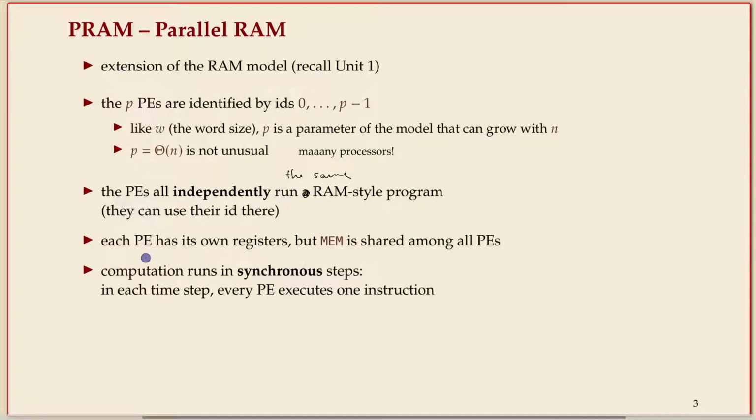Each PE has its own registers, but the large memory, the unbounded memory of the RAM model, is shared. So they all access the same one. I already said they run synchronously. And so that makes it easy for us to define time. We can just count time steps again.